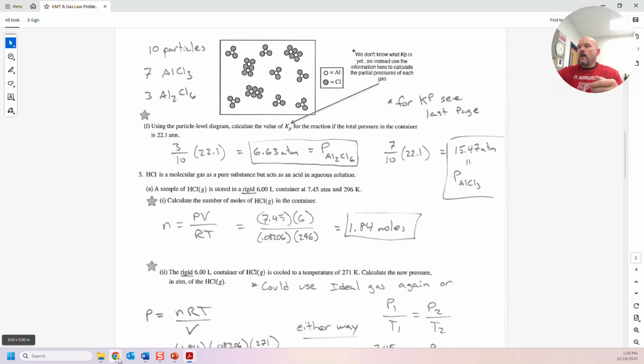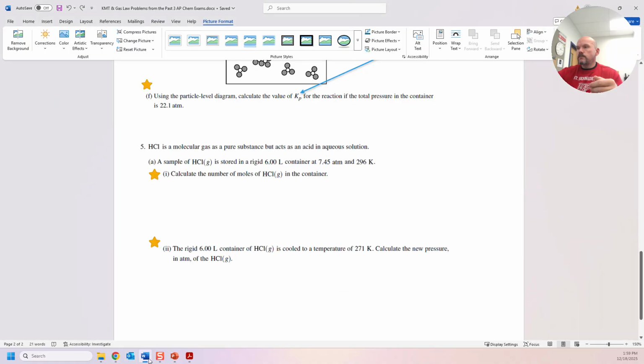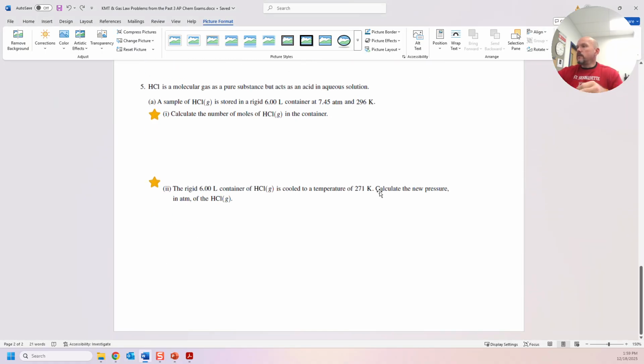Okay. And then if we go to part 2, they tell us we cool the temperature down to 2.7 Kelvin, and they want us to calculate the new pressure. Now, there's really 2 ways to go about this. Now that we know how many moles of gas are in the container, we could use the ideal gas law, and now we're solving for P. We're plugging in the moles and the new temperature. The volume doesn't change, so that's still going to be a 6. And then we're just solving for the new pressure, okay?